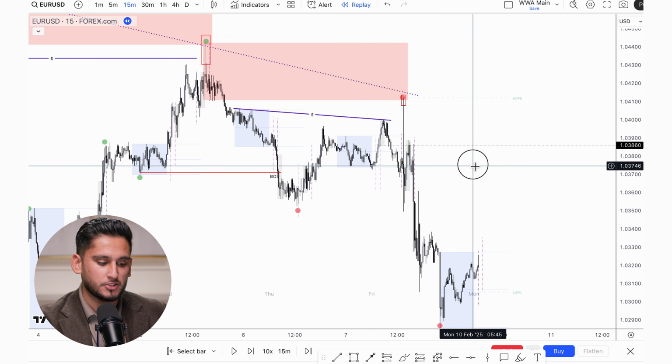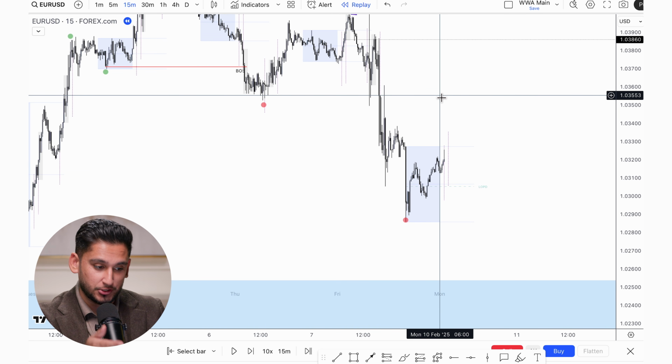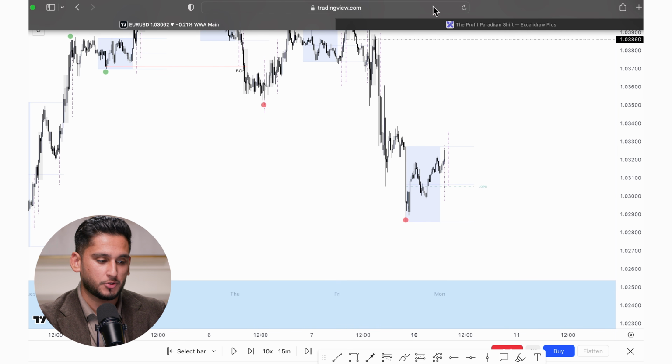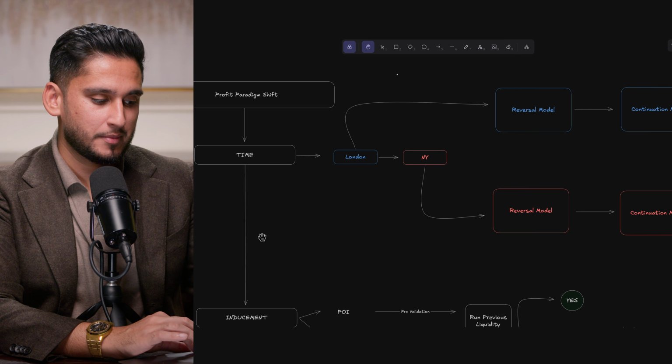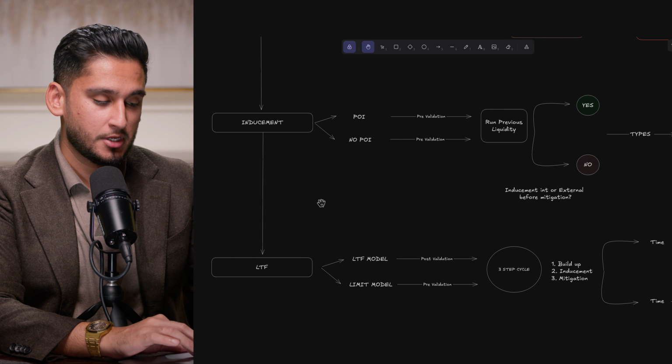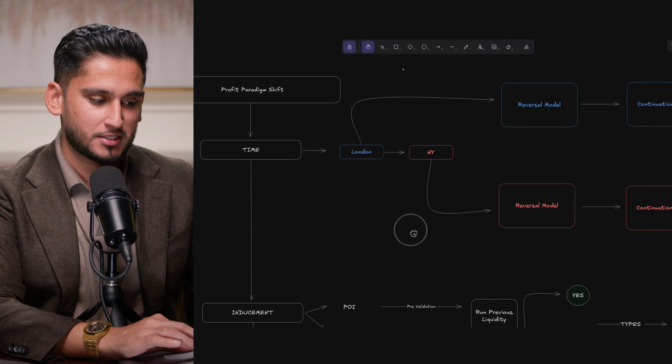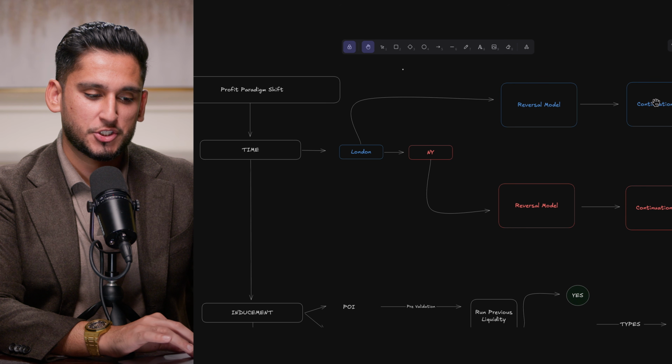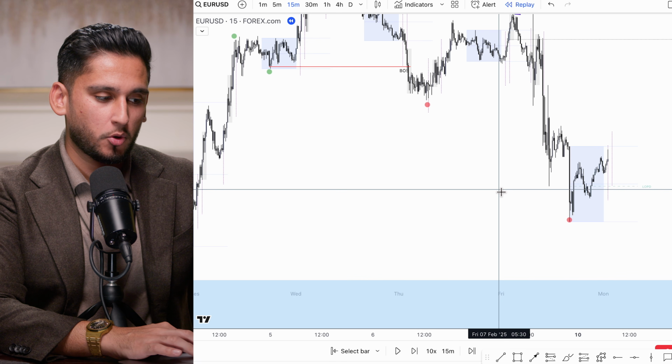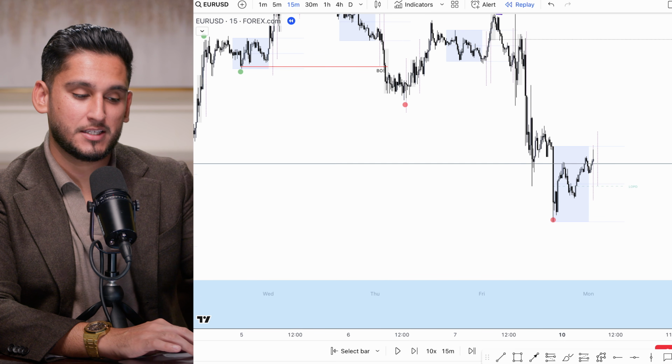Things are not random. Now, as the new week opens, today's price action, literally today, I wanted to show you this continuation model as we follow the blueprint of time, inducement, and lower time frame confirmation. We follow the POI or non-POI based, and we follow London New York. Continuation model is what I want to show you today. We follow all of this framework and we build out a daily cycle for this day.